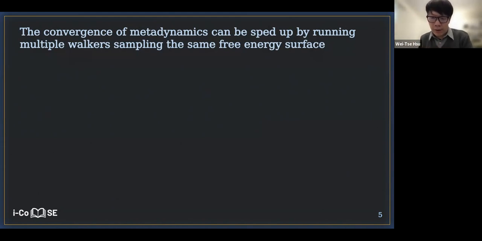But now I'm going to talk about advanced sampling methods that require the simulations to be performed in parallel, which means that you cannot run these simulations in a serial manner. The reason that we need to run these simulations in parallel is that there are some interactions between these simulations. And one of the most straightforward examples is probably multiple Walkers metadynamics.